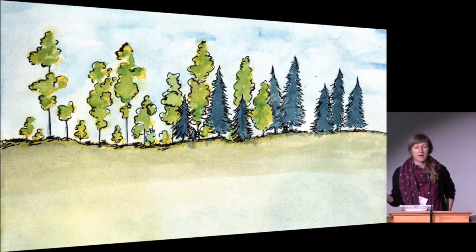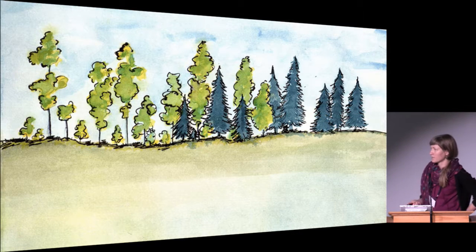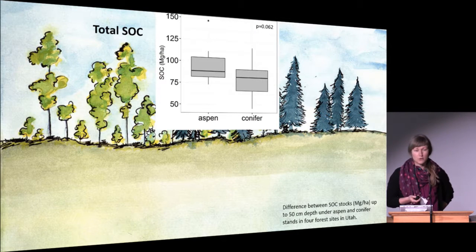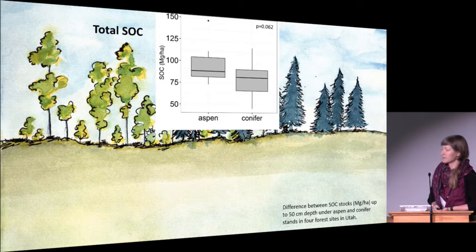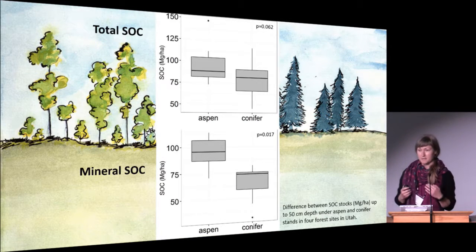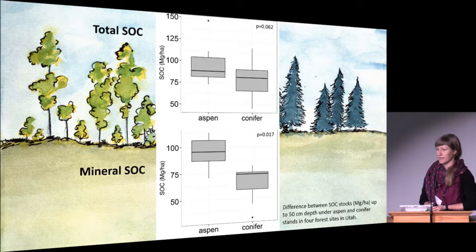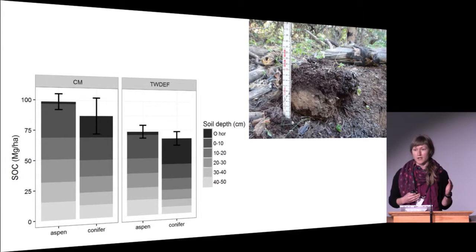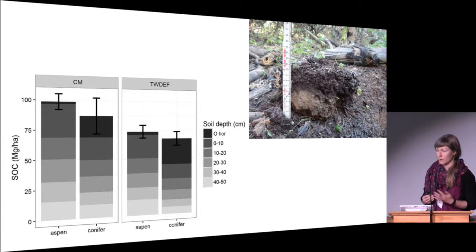So when we went out, me and other students of Helga Van Miegroet's lab, we found that overall aspen do have slightly higher soil organic carbon pools than conifers, but the difference wasn't significant. Yet, when we looked at mineral soil organic carbon, the difference was significant, aspen having significantly more soil organic carbon than conifers. And so mineral soil organic carbon means we do not consider the organic horizon, or what is also called the forest floor or the duff layer.